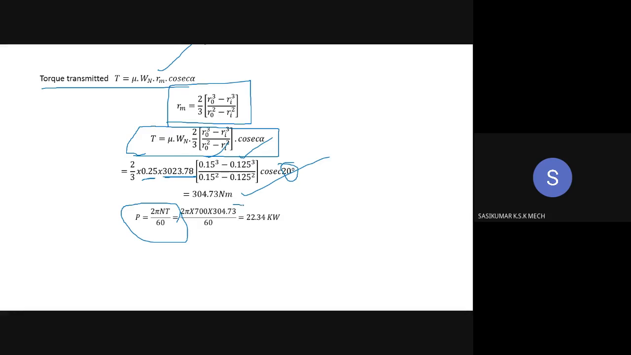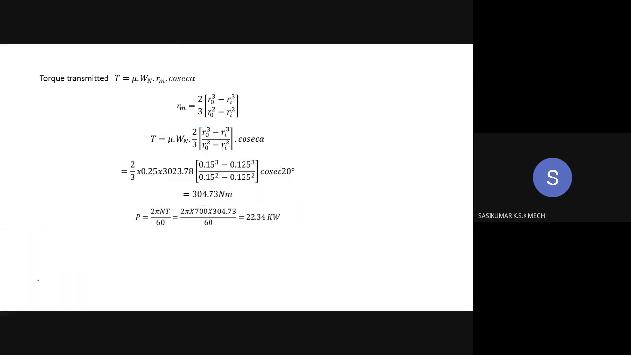Substitute this torque into this power relation. Speed is given as 700 RPM. So the power transmitted by the clutch is 23.34 kilowatt. If it is a uniform wear condition, only the Rm will change. Rm will be R naught plus Ri by 2. The other things are constant.